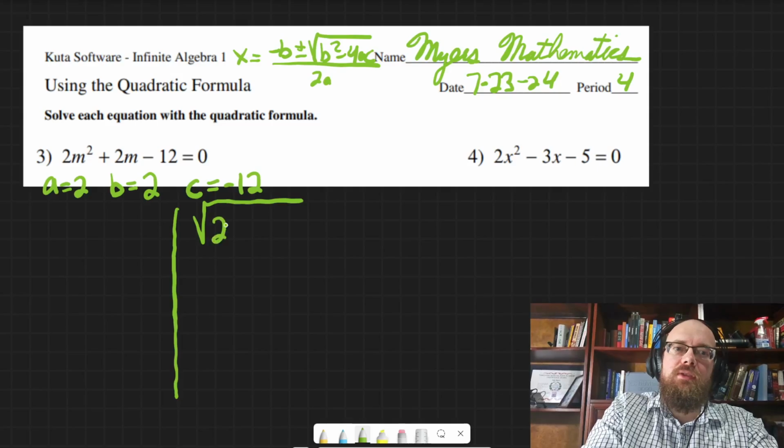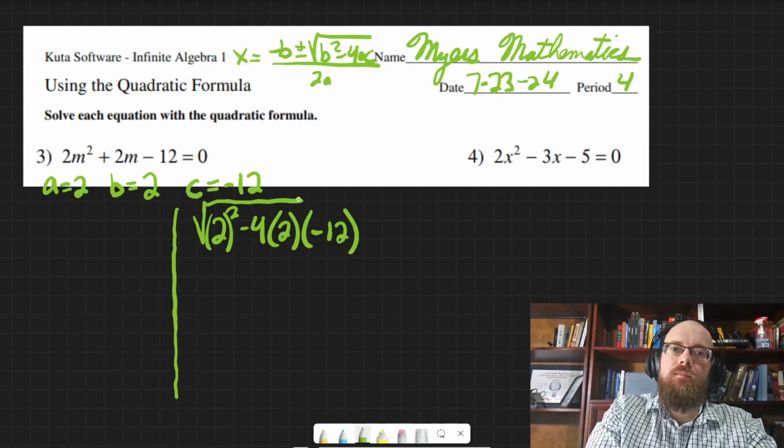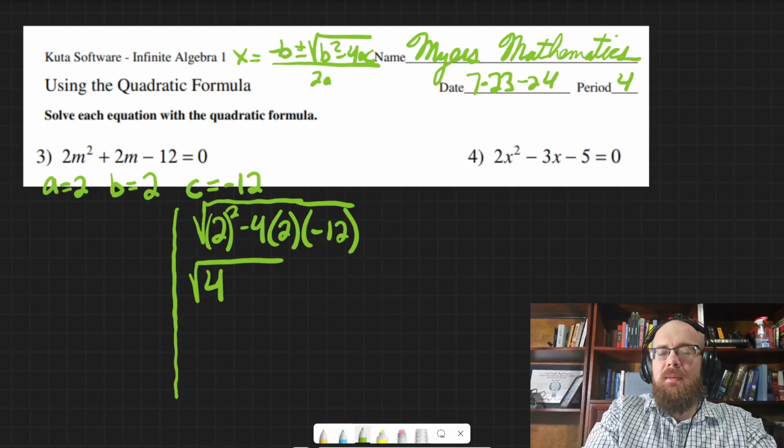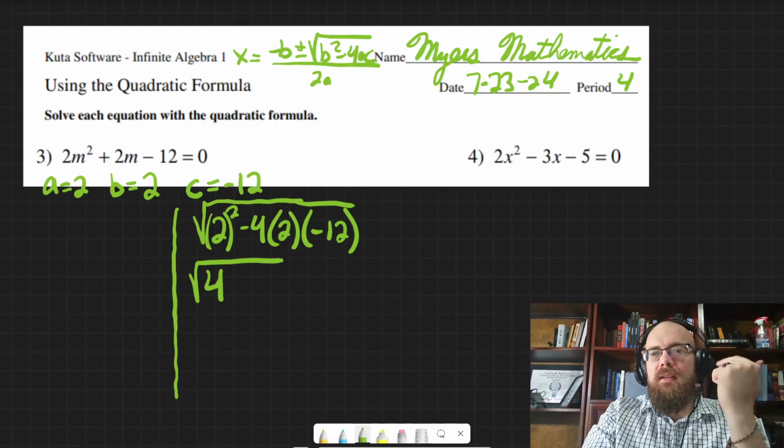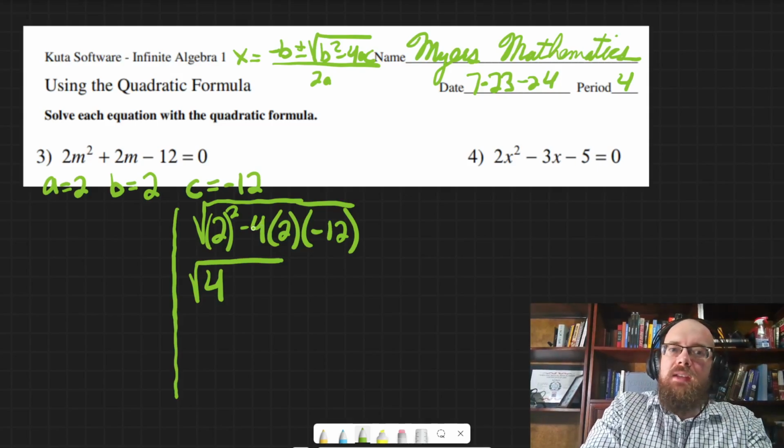B is 2, so this would be 2 squared minus 4AC. All right, so let's see what that's supposed to be. 2 squared is 4. 4 times 2 is 8. 8 times 12, 56? No, sorry. 96 is what I meant to say. Or if you wanted to do it a different way, you could just double the 12. 4 and 2 is basically 3 2s, so you could just double 12 3 times. So 12 doubled the first time would be 24. Double it again, 48. Double it again, 96. So either way, and this is a minus and a minus, that's going to be plus 96.